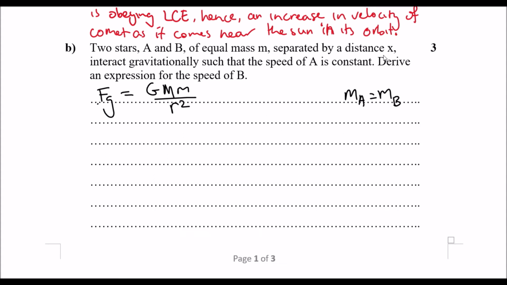Now we know that the distance r, or x, will be equal to r. We know that the two masses are equal to each other. So we can just re-express our equation to appear like this: m² equals x². Okay, that's the first step.